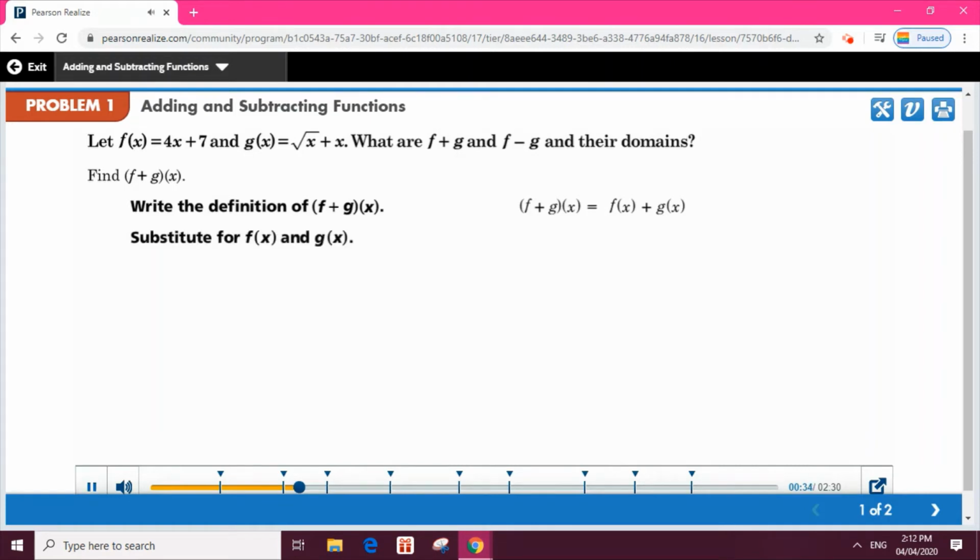Substitute for f of x and g of x. Combine like terms. The result is 5 times x plus the square root of x plus 7.